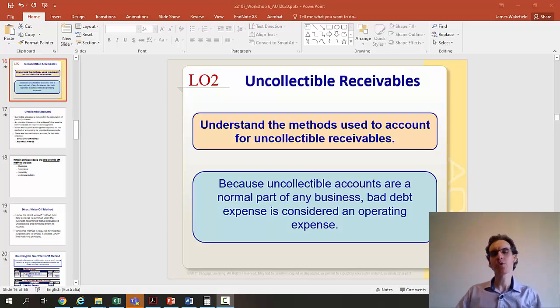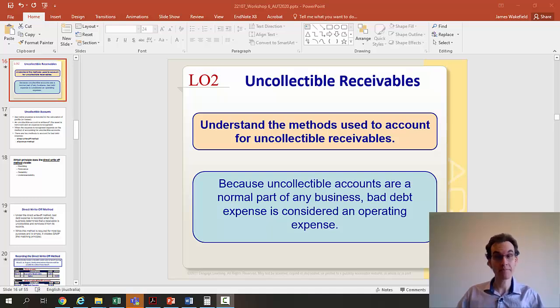So what we're going to now look at in Learning Objective 2 is how we account for uncollectible receivables. We're going to look at the methods used to account for uncollectible receivables from Learning Objective 2 onwards. Unfortunately, uncollectible receivables are a normal part of many businesses' activities. There are unfortunately some customers that just don't pay, and there's a range of reasons for that.